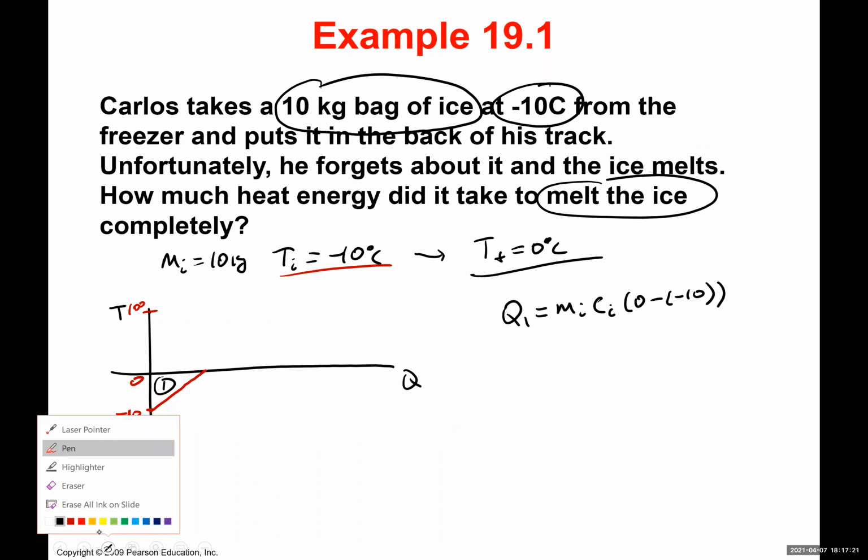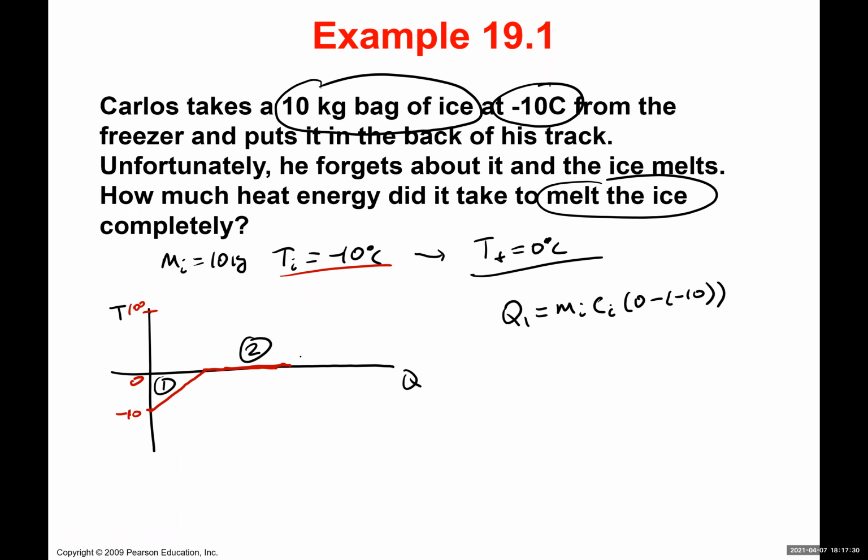Then it's going to have to melt the ice. So then there's a second stage. Melting is changing phase. So then there's a stage 2. But we kind of stop here. We don't go beyond that. That means our Q2 is equal to mass of ice times heat of fusion. And we stop there because we know we're just looking at up to that point.